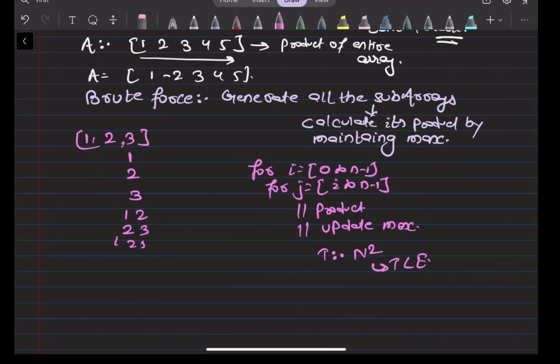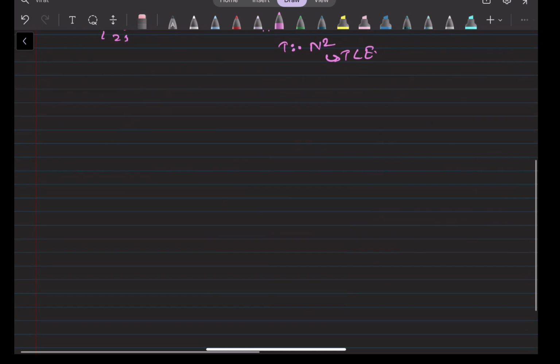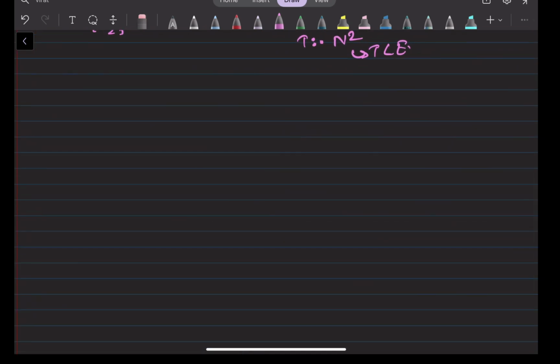So let's move to optimize this. How can we optimize this approach? To optimize it, can I say that we need only a little bit of observation? First observation, we have already seen: when everything is a positive number, if there is no negative, my answer will be the product of the entire array.